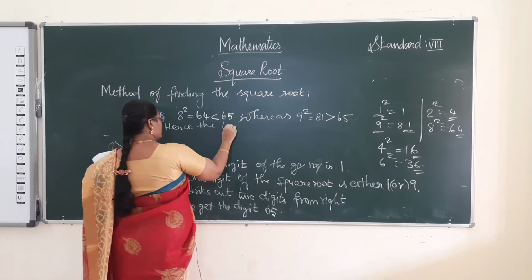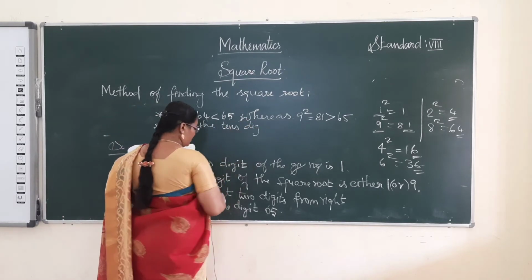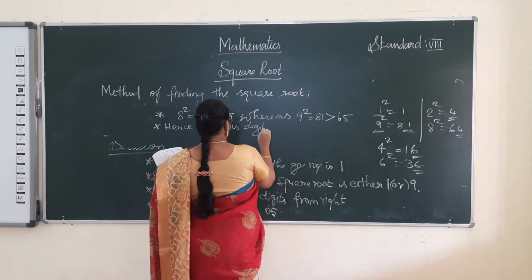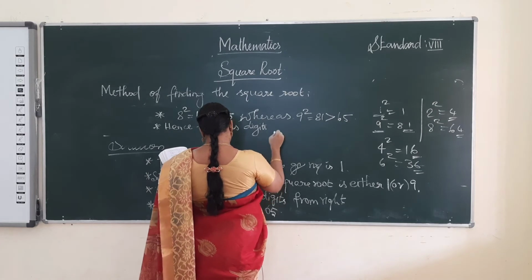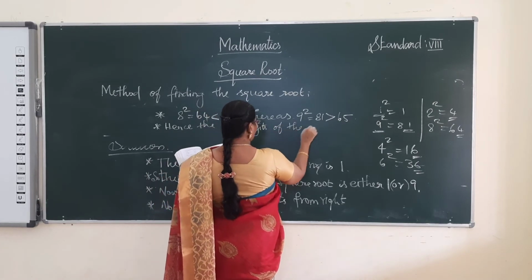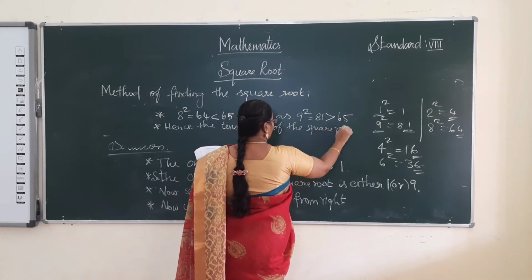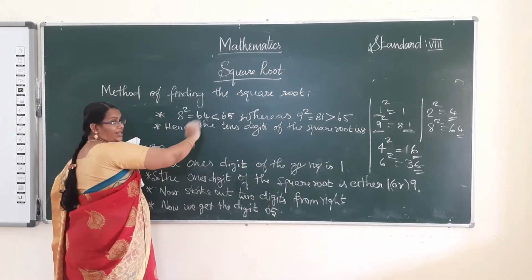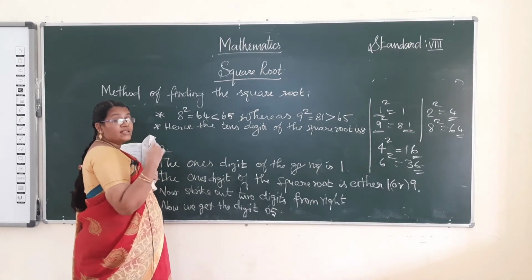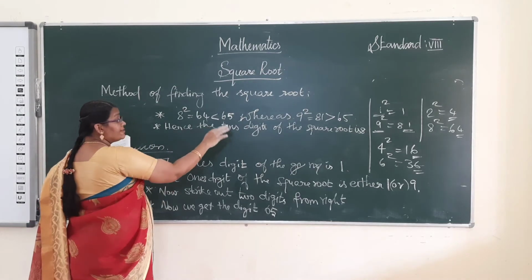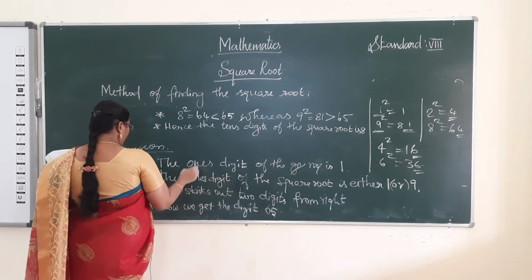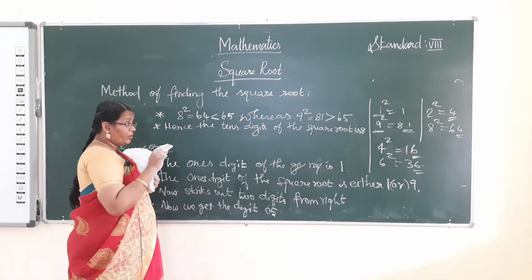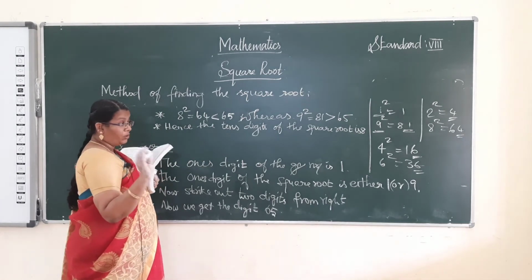Hence the tens digit of the square root is 8. It is the only possibility, because 64 is less than 65, but 9 squared is 81, which is greater than 65, so it is not possible. Already we found the ones digit of the square root is either 1 or 9, and the tens digit is 8.